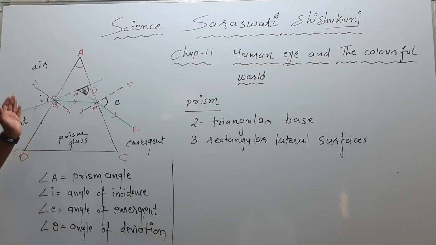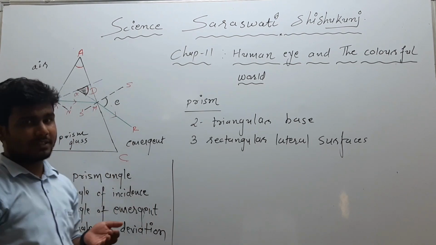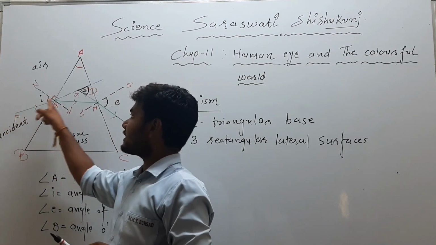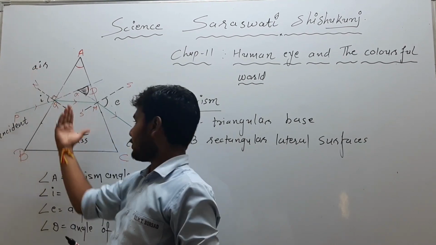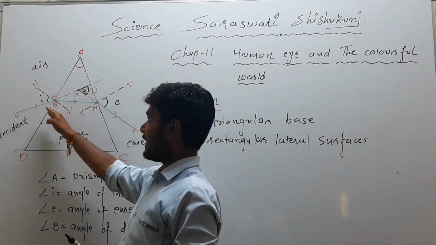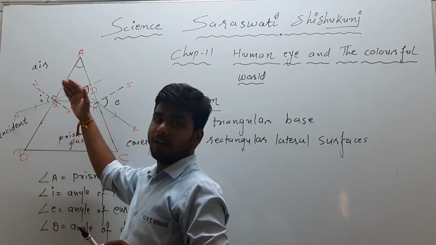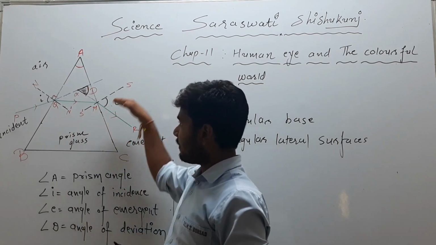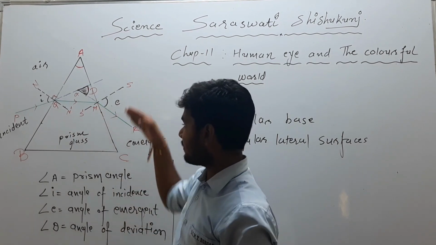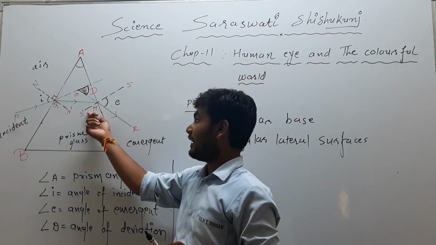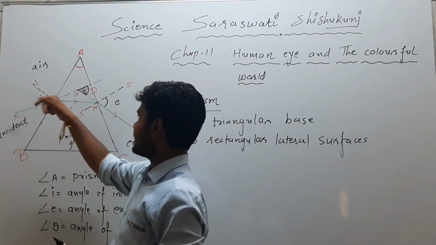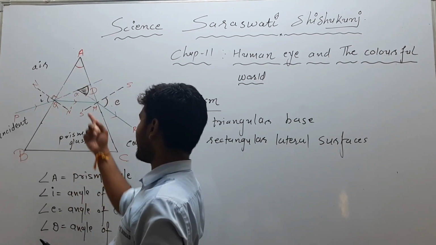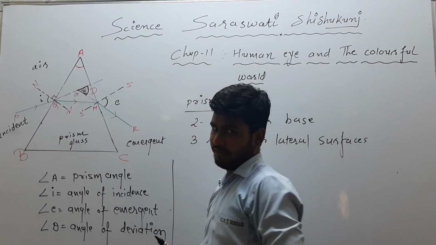So this way we can say that refraction takes place due to a glass prism. Again repeating, PQ is the incident ray. It enters from the medium of air to the medium of glass, so it changes its direction. Rarer to denser, it moves towards the normal. Denser to rarer, it moves away from the normal, and we get the emergent ray RS. i is the angle of incidence, e the angle of emergence, angle A is the prism angle, and angle D is our angle of deviation.